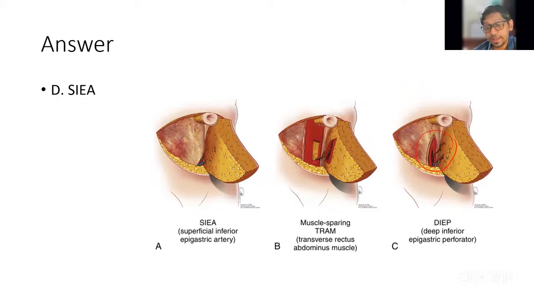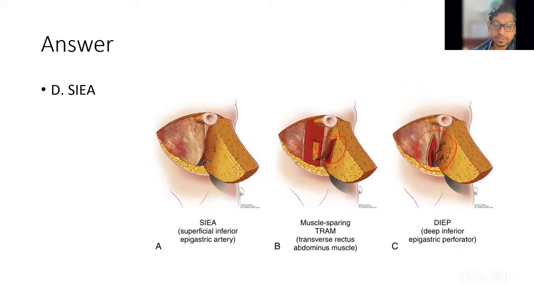So muscle sparing TRAM is also one of the options, which is better than a TRAM flap. You are only going to take a small island of muscle along with the perforator supply. You all know the zone 1, zone 2, zone 3, zone 4 concept. So we don't remove the entire TRAM. We only take a small bit of TRAM along with the overlying soft tissue, which is well vascularized.